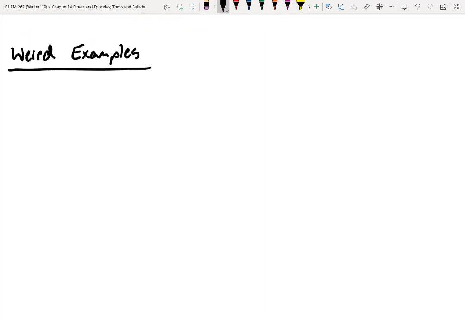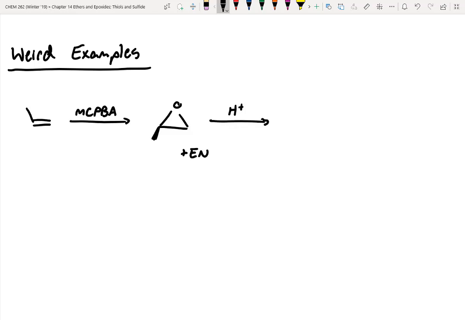All right, so let's say we start out with this alkene. Again, we're going to treat it with MCPBA. We're going to make our epoxide. We're going to get a mixture of enantiomers this time. And we're going to treat this with acid. We're going to protonate the oxygen on our epoxide just like last time. And now we're going to treat this with a nucleophile.